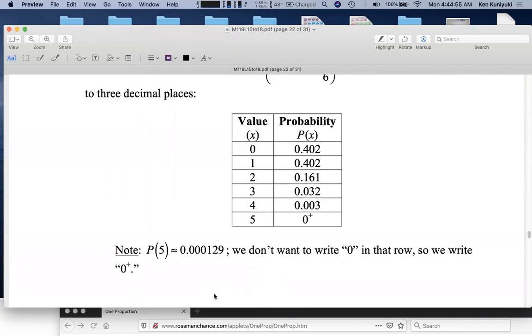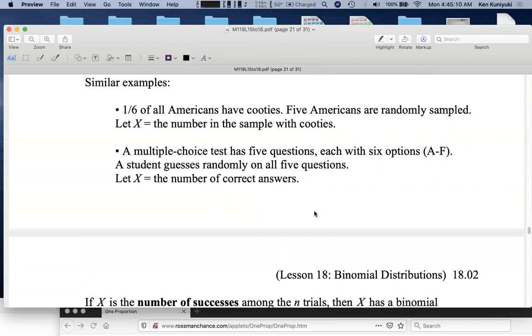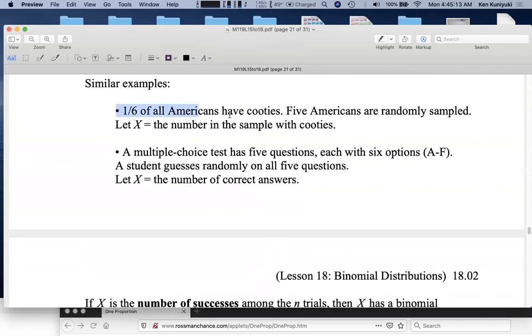Okay, now, again, this is a dice scenario where we're counting the number of fours among 5 dice, or among 5 die rolls. But there are other binomial experiments that give rise to this distribution. Going up the notes here, similar examples. Let's say that 1/6 of all Americans have cooties, this disease. We randomly sample 5 Americans. Now, I know that technically we have dependence here, but by the sampling rule, we can assume independence. The probability we get the same person twice by chance is minute.